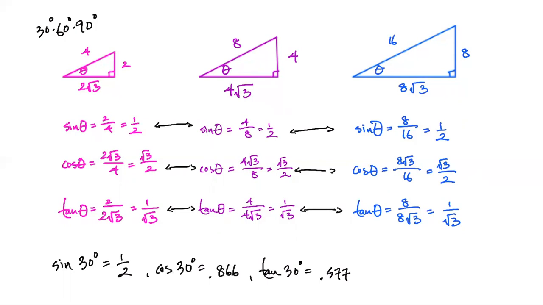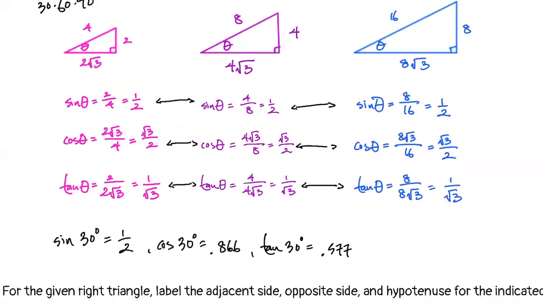You don't have a triangle, you just tell your calculator sine of 30, it's always going to be 1/2. It doesn't matter how big the triangle is. It could be the tiniest triangle in the world. It could be the largest triangle in the world with a 30 degree angle, and the sine of 30 would still be 1/2, okay?